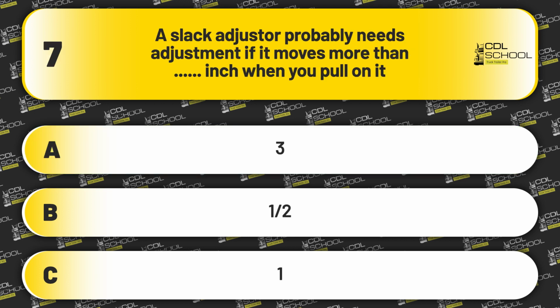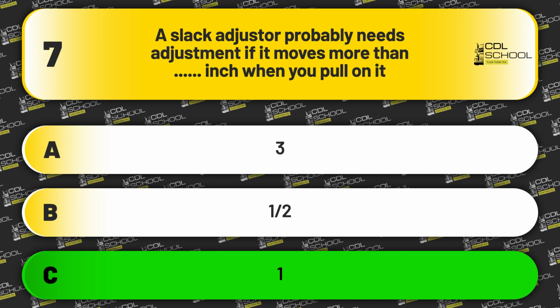A slack adjuster probably needs adjustment if it moves more than how many inches when you pull on it? A. 3 inches, B. Half an inch, C. 1 inch. The correct answer is C. A slack adjuster probably needs adjustment if it moves more than 1 inch when you pull on it. The correct answer is C.